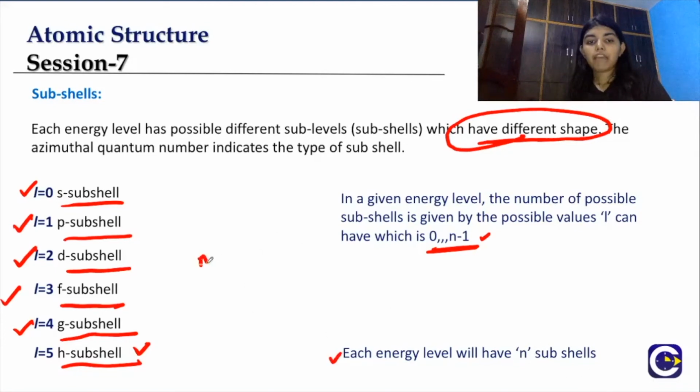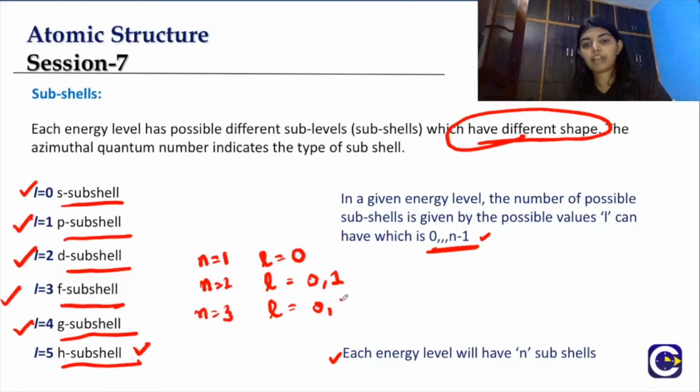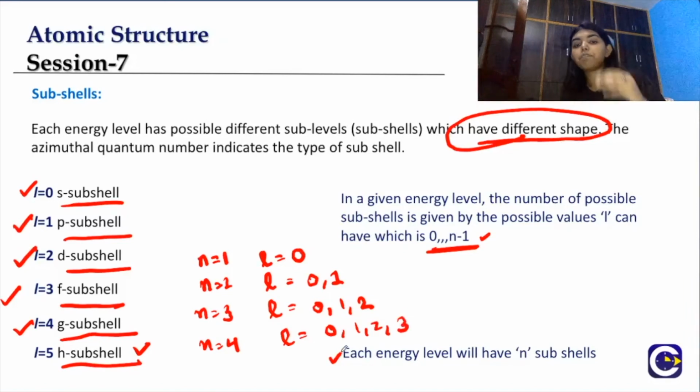When n equals 1, L can have only 1 value. When n equals 2, L can have 2 values. When n equals 3, L can have 3 values. When n equals 4, L can have 4 values. This means the number of elliptical orbits, or subshells, is equal to the orbit number. Orbit number 1 has 1 subshell, orbit number 2 has 2 subshells, orbit number 3 has 3 subshells, orbit number 4 has 4 subshells.